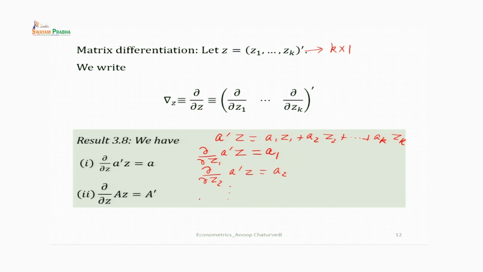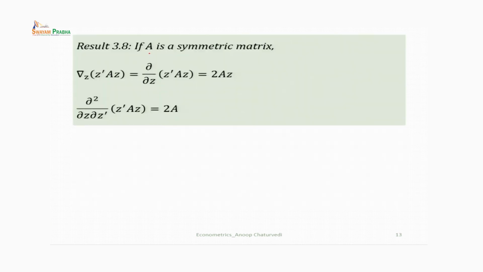Then we arrange all these in a vector, and this is equal to A. Similarly, you can obtain del over del z of A z equal to A transpose. Then if A is a symmetric matrix, then del over del z of Z transpose A z is equal to 2 A z.